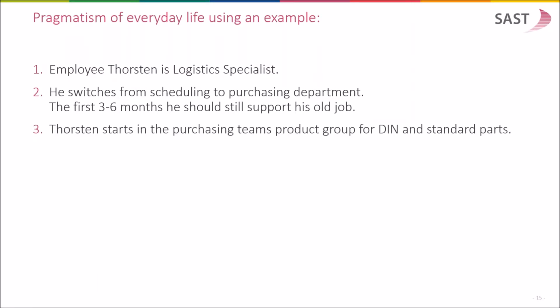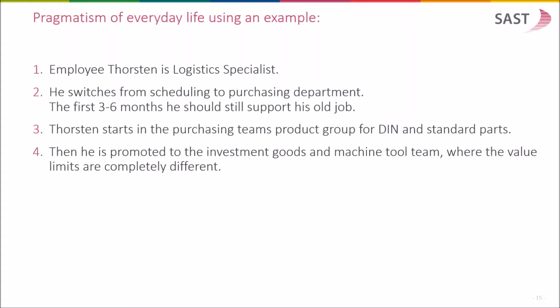So we have at least an example from everyday life. We have an employee, Torsten. He's a specialist in logistics, and he switched from scheduling to the purchasing department. And of course, he has to support his old job for at least 3 months. So we will have at least different activities at this stage. He is a logistics specialist, and he will be inside the purchase order team for the standard parts. So at least he has 2 jobs in one person. So he has at least 2 different authorizations for different jobs. And this will be a great problem for segregation of duty issues.